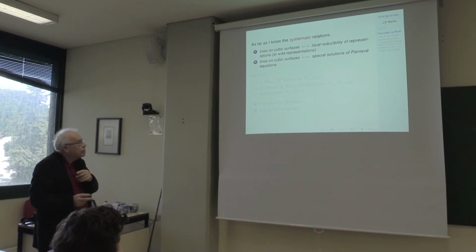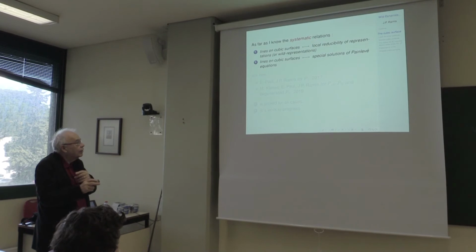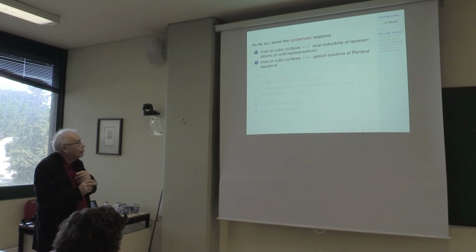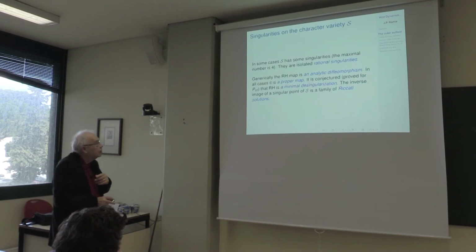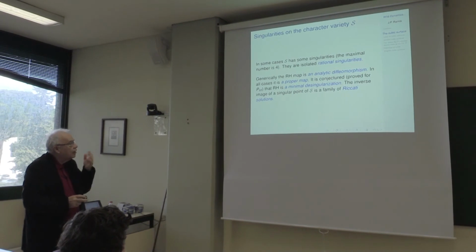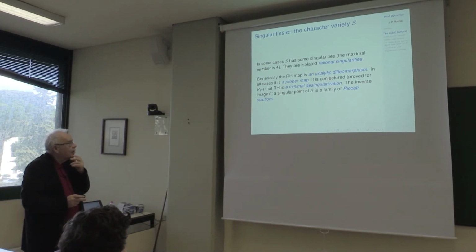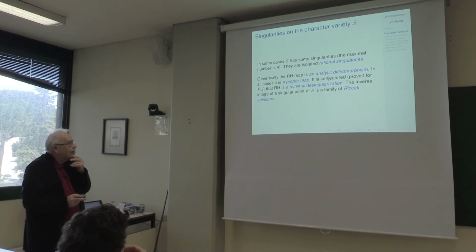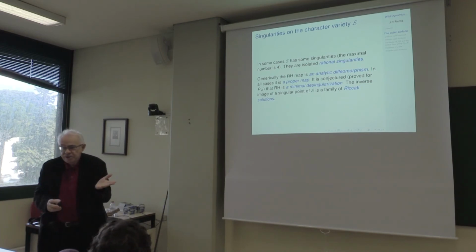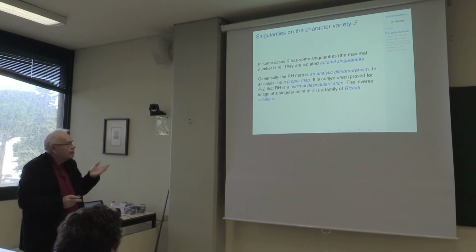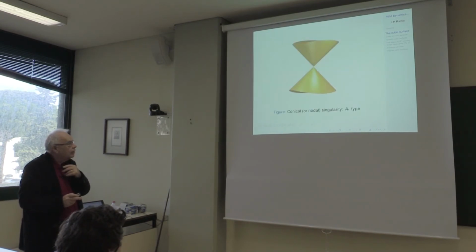So there are systematic relations between lines on a cubic surface and local reducibility of representations, or wild representations. And also there are relations between lines on a cubic surface and special solutions of Painlevé equations. Okay. In some cases, S has some singularities. The maximal number is 4, and they are isolated rational singularities. And generically, Riemann-Hilbert is an analytic diffeomorphism, but if you have singularities, it is conjectured, and partially proved, that it is a minimal desingularization.